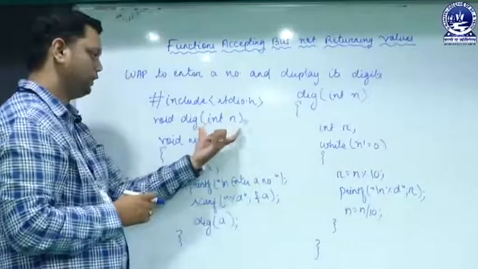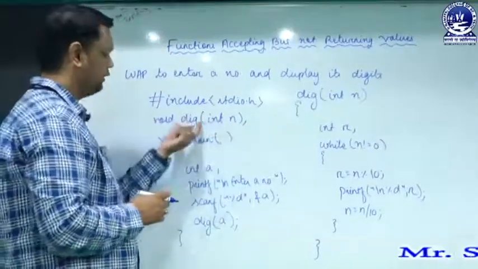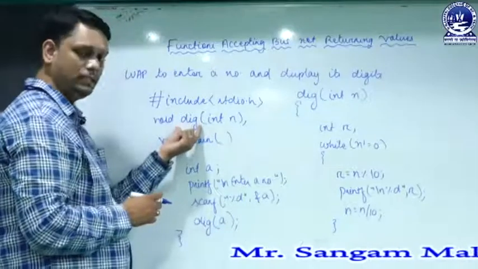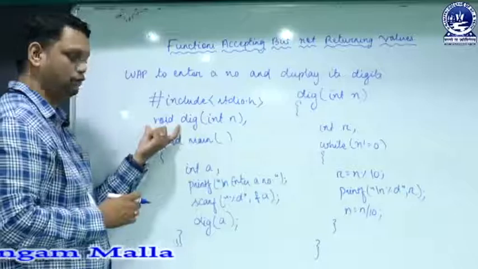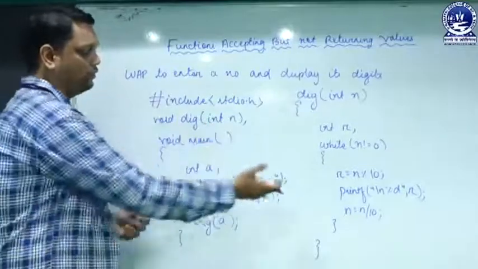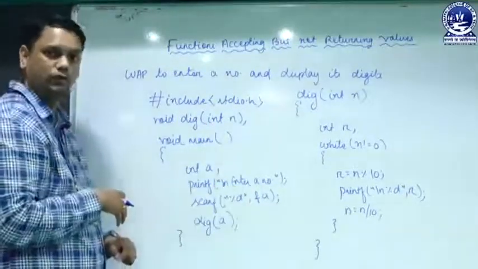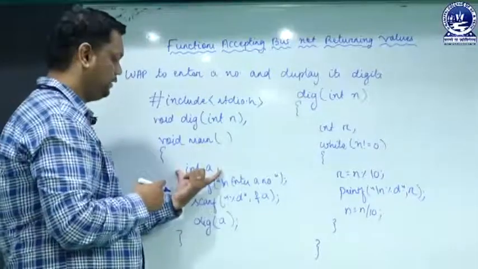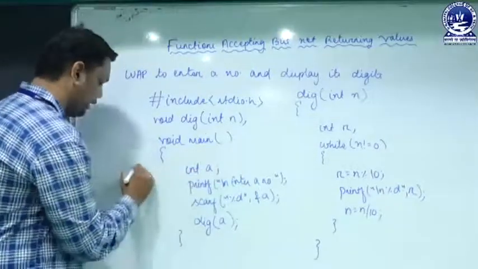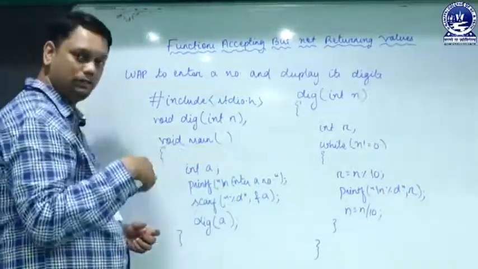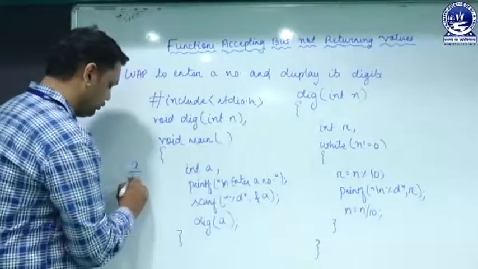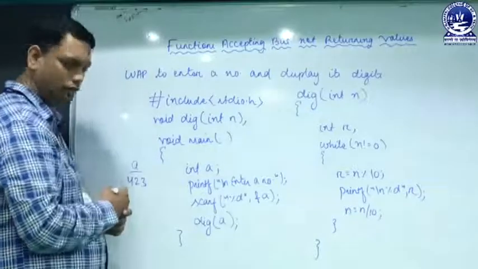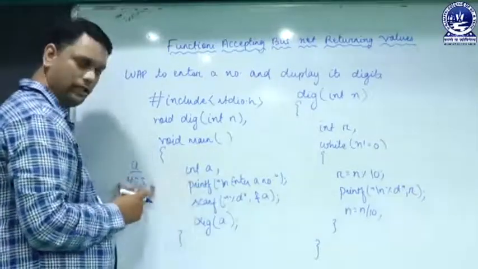So our program started with declaring a function. We have declared a user defined function named dig, and we have specified the return type of dig as void, because dig will not be returning any value to the calling function. So I have written int a over here. So a is a variable which will accept the value. Let us say the user has entered 423. Okay, so 423 has been stored in a.